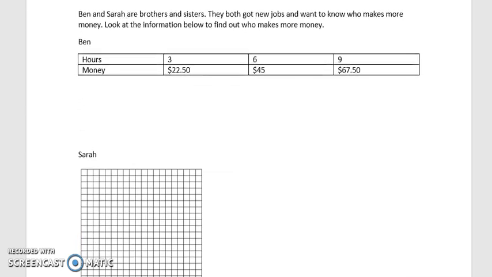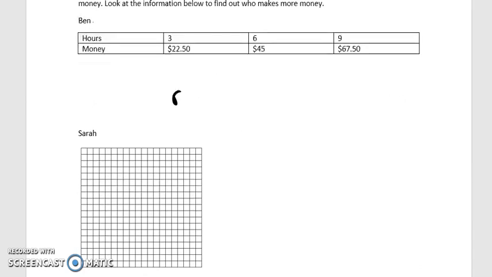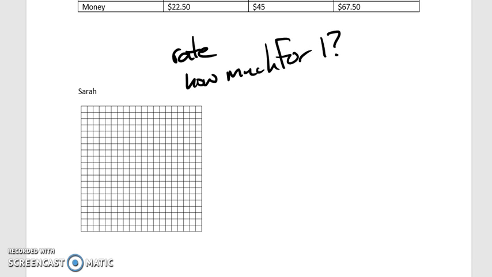All right, so here's what we're after. One of the highlights from the video was that we're trying to compare things. To compare things, we always find what the rate is. When we're finding the rate, what we're really finding out is how much for one. If we can figure out how much for one, we can make that comparison.